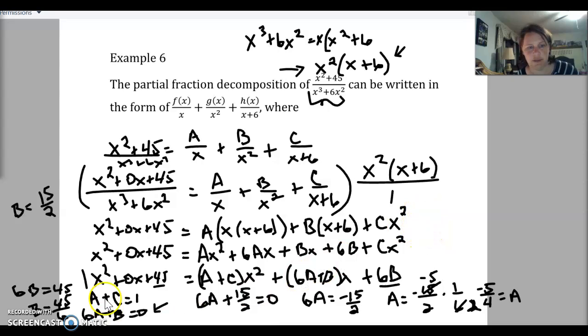And then A plus C equals 1. So negative 5/4 plus C is equal to 1, which we could write as 4/4. Add 5/4 to both sides, and we get C equals 9/4.